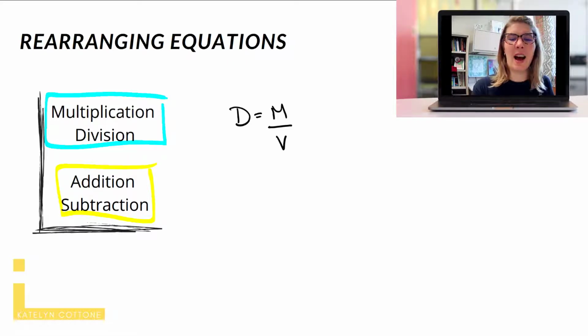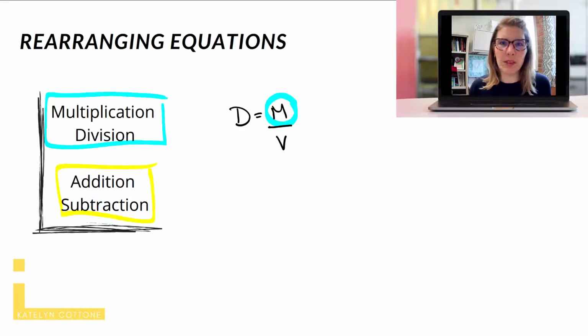Let's pretend that our goal is to isolate the variable m for mass. First, we need to recognize what's happening to the mass. The mass is being divided by volume. So in order to isolate the mass, we need to undo that division. The partner for division is multiplication. And so in order to undo the division, we have to multiply.